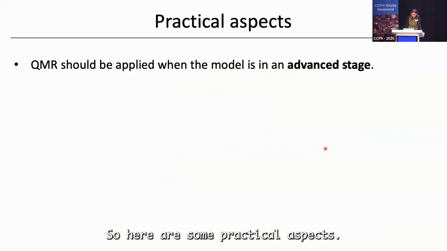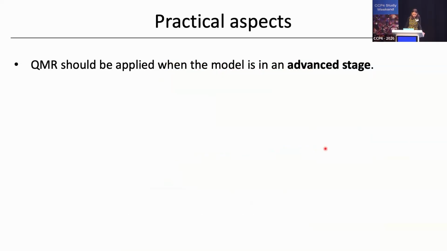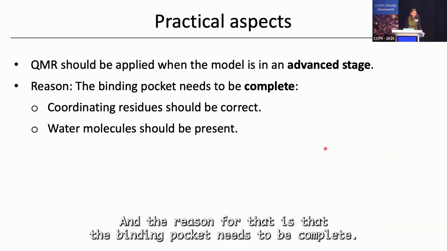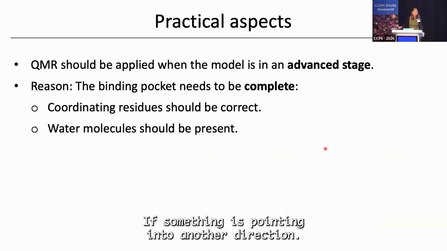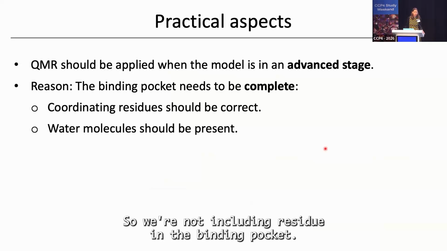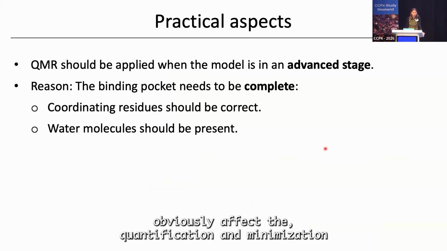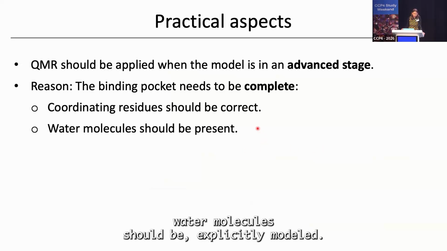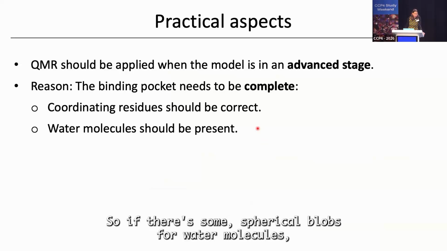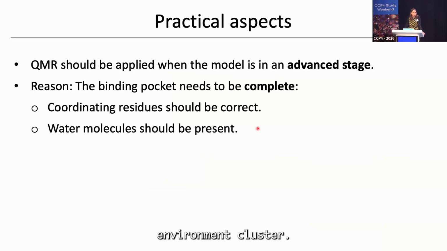So here are some practical aspects. This approach should be applied when the model is in an advanced stage. The reason for that is that the binding pocket needs to be complete. So all the coordinating residues should be correct. If something is pointing in another direction, or we're not including a residue in the binding pocket that should be there, this will obviously affect the QM minimization. And all water molecules should be explicitly modeled. So if there are some spherical blobs for water molecules, these should be placed as well, because they're also included in the environment cluster.